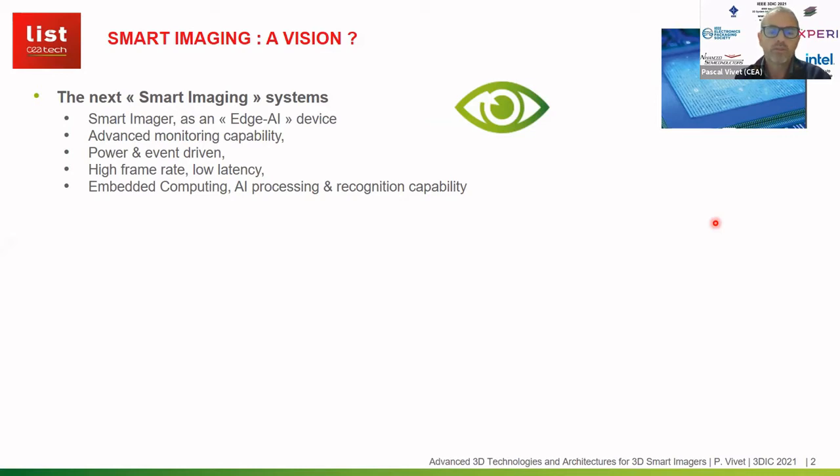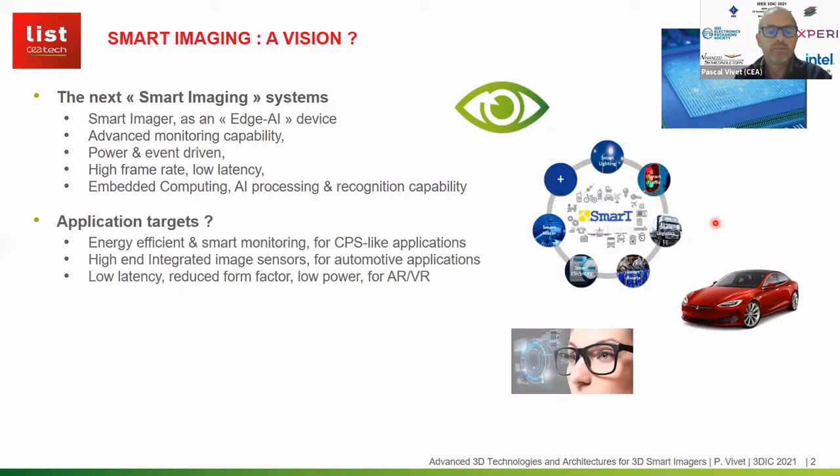And I think that there was a very nice presentation just before by Ride Davis, and I'm really glad about that. So such imagers could bring advanced monitoring capability. It should be power efficient and event-driven with high frame rate, low latency, and embedded computing, some AI processing and recognition capability. We are, of course, targeting many different applications. Smart sensors, smart monitoring, devices for cyber-physical system-like applications, but also high-end integrated image sensors for automotive applications. And if we are able to embed some smart accelerators within the sensor, automotive applications would be much more powerful. But we are also targeting low latency and reduced form factor, for instance, for AR and VR.